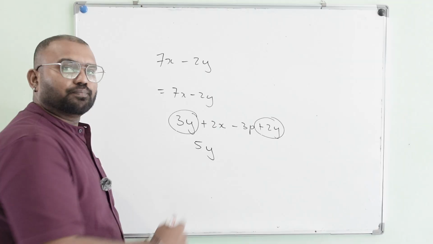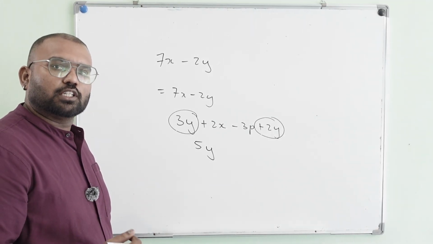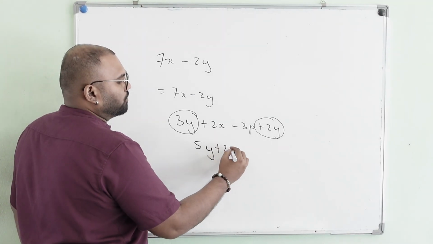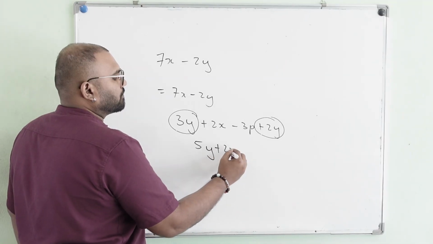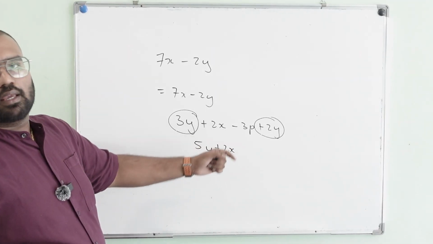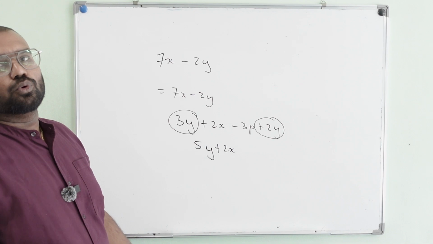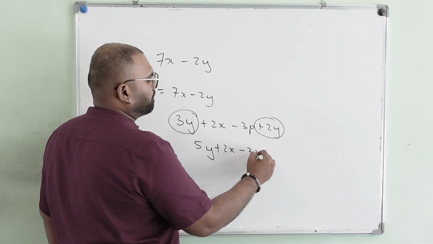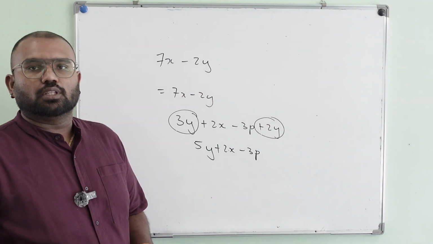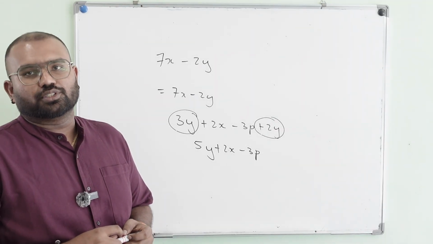x, is it the same? Not the same. So we just do what? Write back the 2x. Then here got 3p. Is it the same? No. So we write back the negative 3p. Clear? So this is how we solve the question.